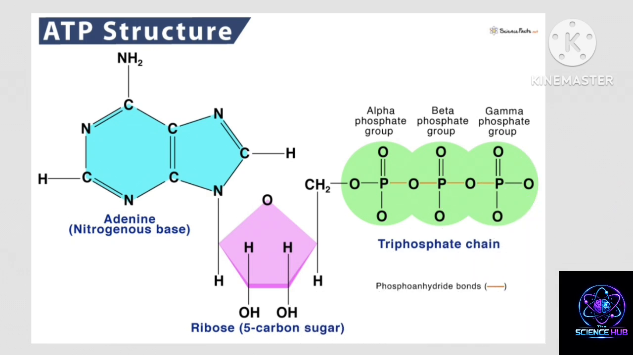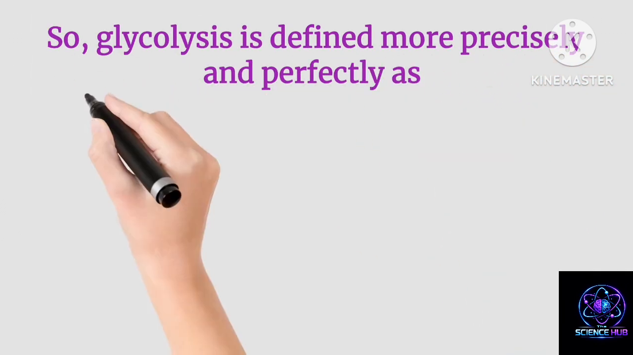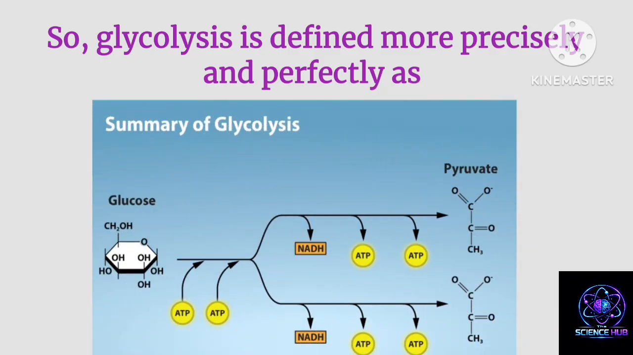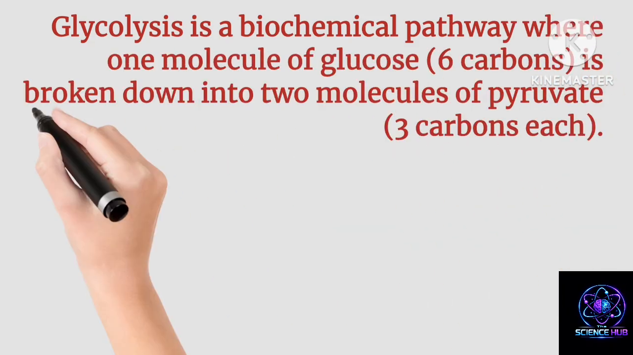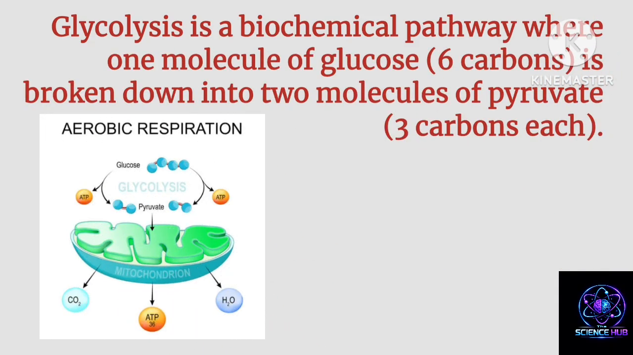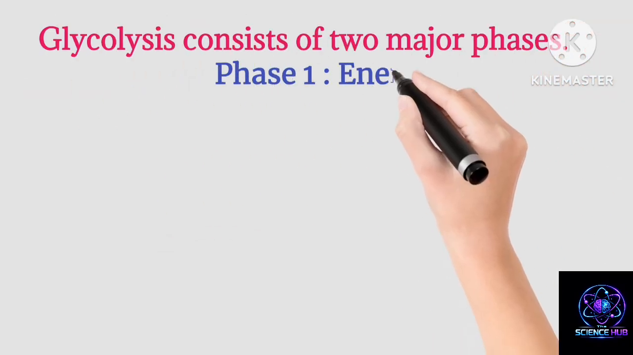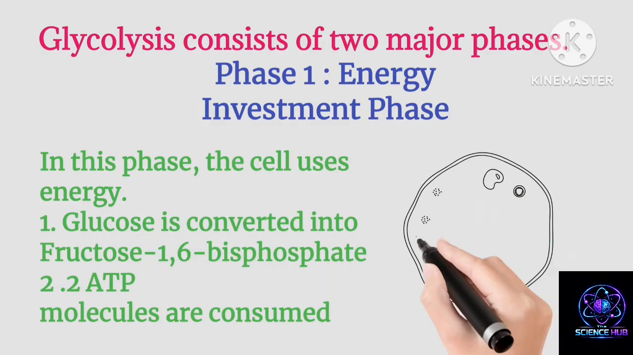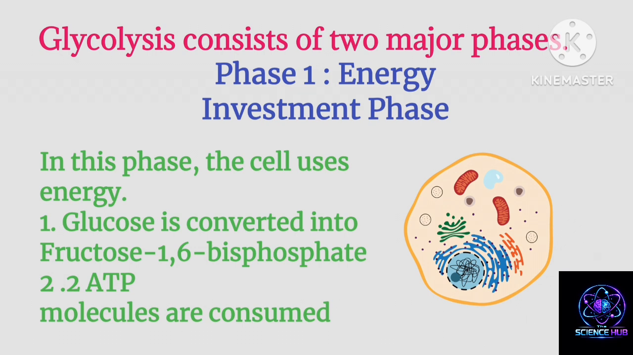cell. So glycolysis is defined more precisely and perfectly as a biochemical pathway where one molecule of glucose, 6 carbons, is broken down into 2 molecules of pyruvate, 3 carbons each. Glycolysis consists of 2 major phases. Phase 1, energy investment phase. In this phase, the cell uses energy.